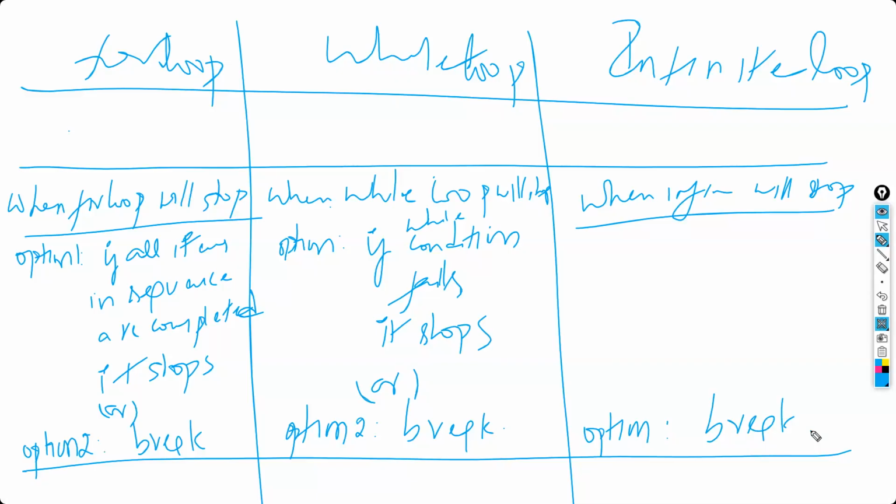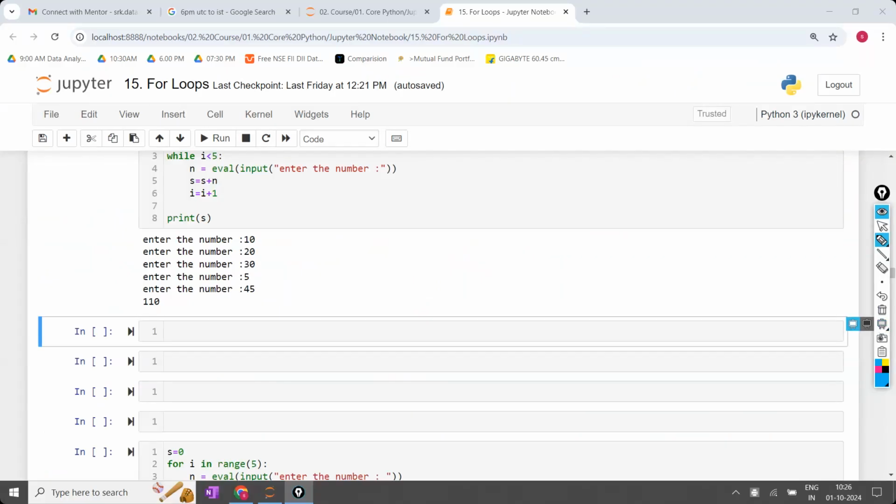Are the points clear? These two are called finite loops. Finite means a limited number of times; a finite loop means repeating a limited number of times. Infinite means unlimited number of times. There is no limit. So please practice once and we'll discuss the remaining things in tomorrow's class.